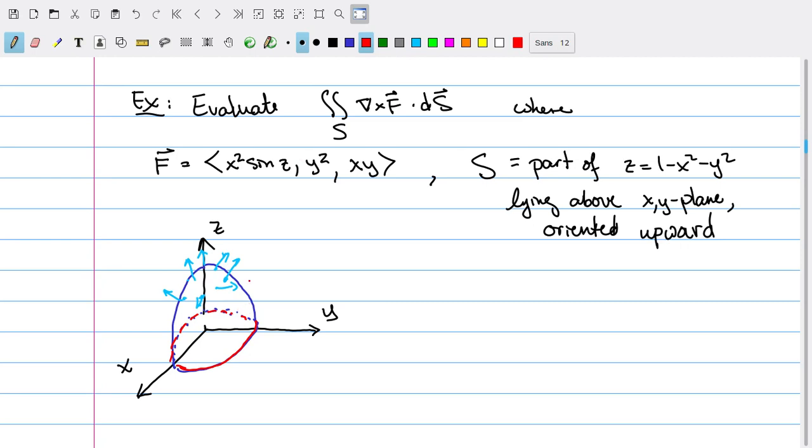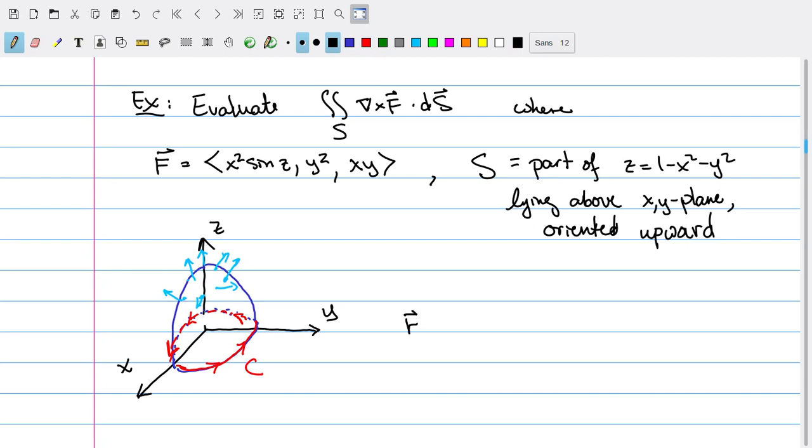So if I stick my thumb in the direction of one of these normal vectors, my fingers are going to curl in this direction around the curve. So this is the way I need to go around the curve here. To do this line integral, I need to parameterize that curve C in the xy plane, and I need to make sure that my parameterization goes around counterclockwise in the xy plane there.